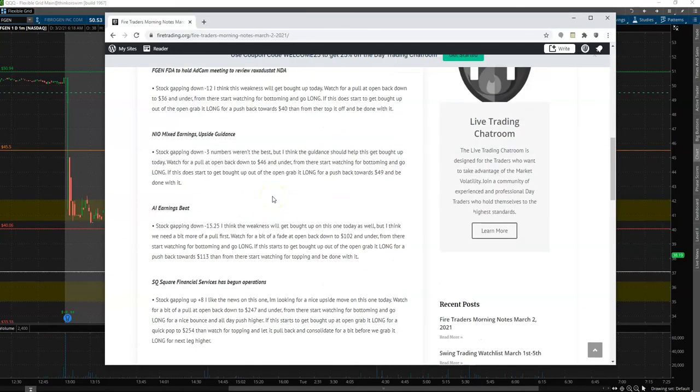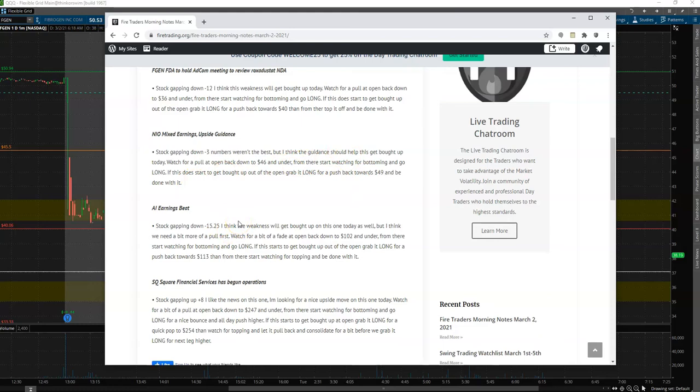Neo. So Neo had earnings, mixed earnings. Earnings weren't that great, but I love the guidance. I think the guidance is what's going to get this thing bought back up today, as well as this thing being a hot topic lately. So Neo, what I'm looking for here is if we can get a pull down here, 46 and under, which we are currently just about to, start looking for the bottoming, grab it long. We should get a nice bounce and push higher on it today.